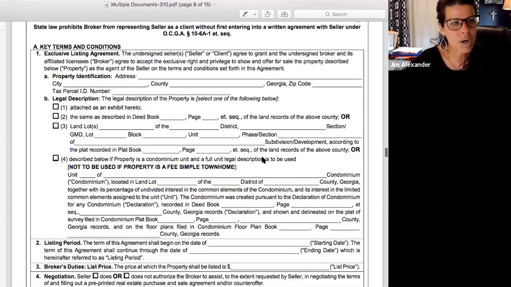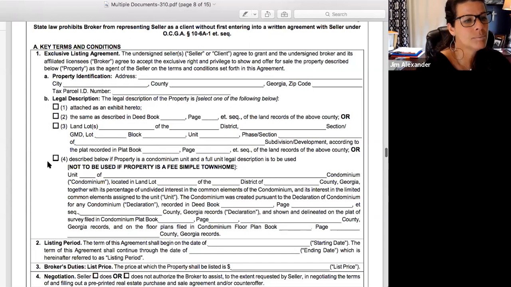My first preference is number 1. And you're attaching that because you've copied the warranty deed or you've printed it off the county tax records. So that is always my number one way I prefer you to do it, just because you eliminate the chance of transposing numbers or leaving a number out. So number 1's always my preference, but you've got 3 to choose from here.